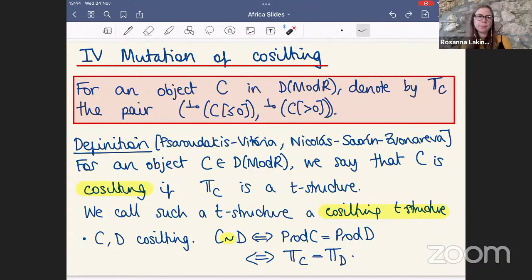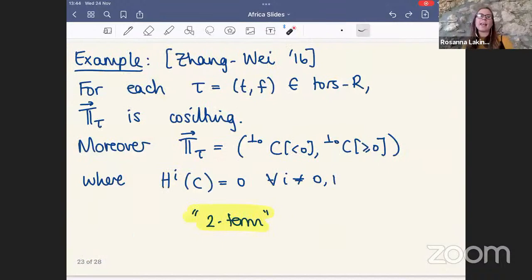Okay, so these are interesting t-structures. Their hearts always have enough injectives, and the object C corresponds somehow to the injective cogenerator of the category. And if we take our torsion pair in the lattice and we consider the HRS tilt, the extended HRS tilt in the unbounded derived category, then this gives us a co-silting t-structure. And indeed, if we consider the co-silting object, then we can say something more about it, which is that it's a two-term co-silting object. So its cohomology vanishes everywhere except for degrees 0 and 1.